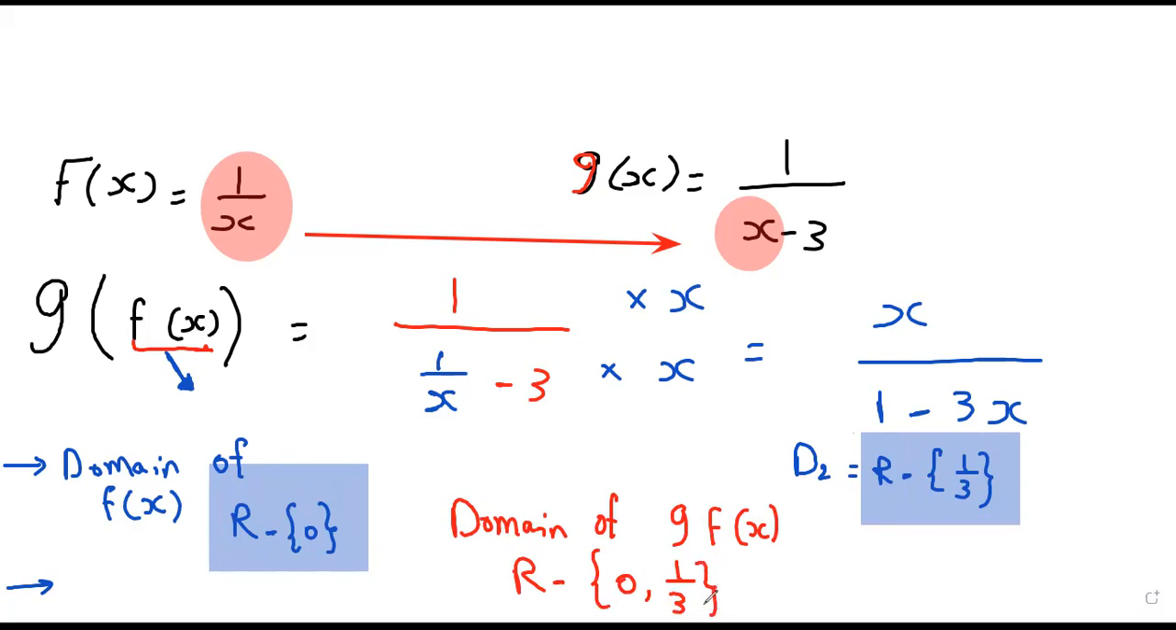Why is that? Because we couldn't find 0 in the original first function, which is f of x. This is the original first function. And we couldn't find the value of 1/3 in the function g of f of x.